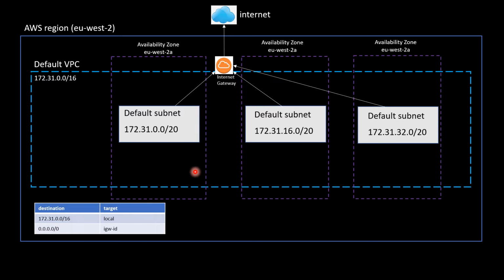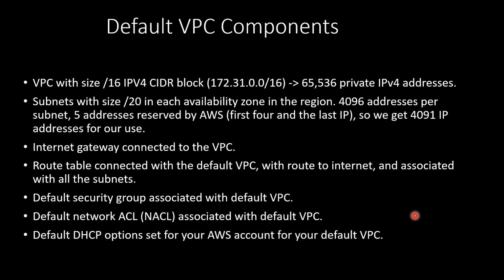So I think this was all about the default VPC components that we discussed. In the upcoming videos, I will discuss some more details about NACLs, security groups and DHCP options sets.